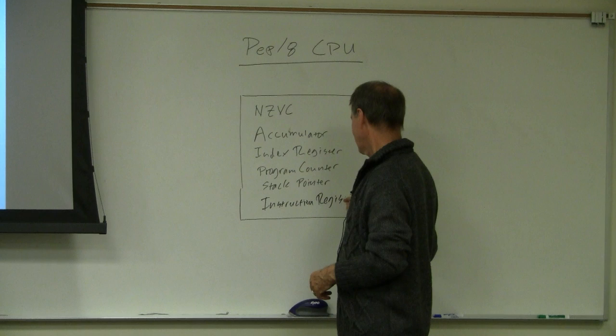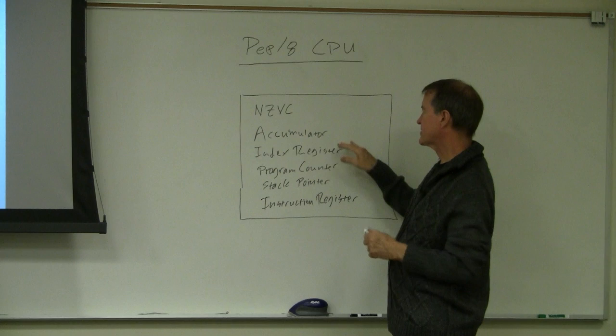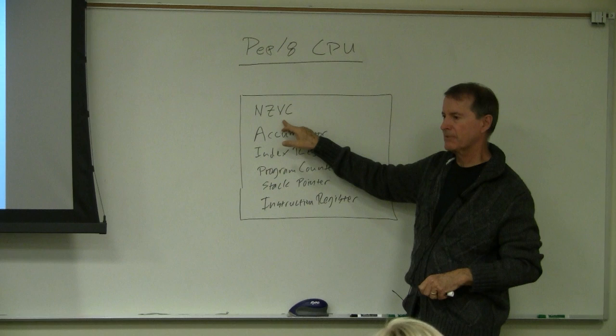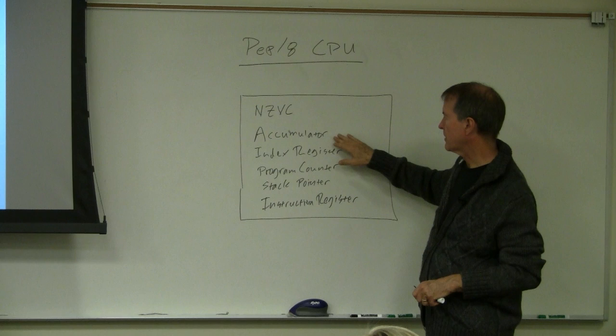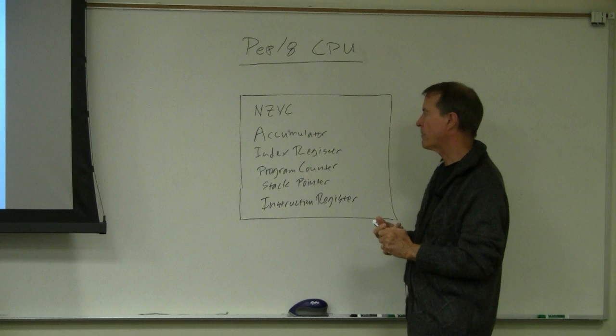All right. Is everybody clear on this? Okay. So now, how many bytes is each one of these? Each one of these status bits is just one bit, right? And this NZVC is not in the register bank. The register bank has these. So how many bytes is each one of these? Do you remember? Accumulator is what? 2 bytes.